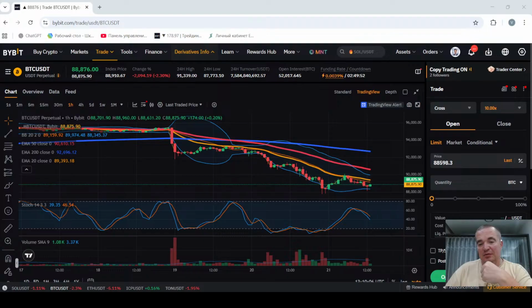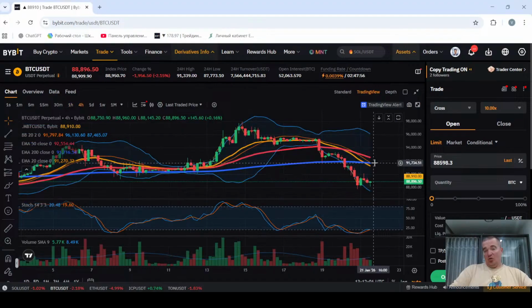Or alternatively, if you don't want to take a lot of risk, maybe we consider that on the daily it's still a bearish market, and here it's also supposed to be bearish because the price is below all moving averages. So we can make a short somewhere from this level, like from 91, 92, with a goal of the lower Bollinger Band, 87 maybe. So it's another alternative.